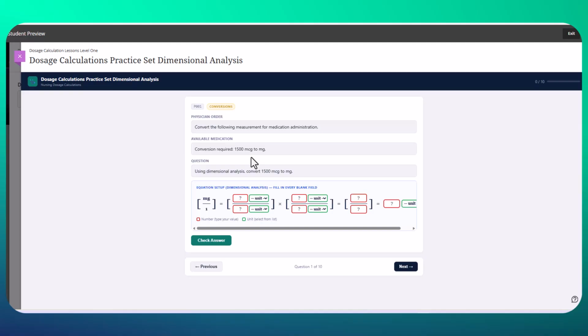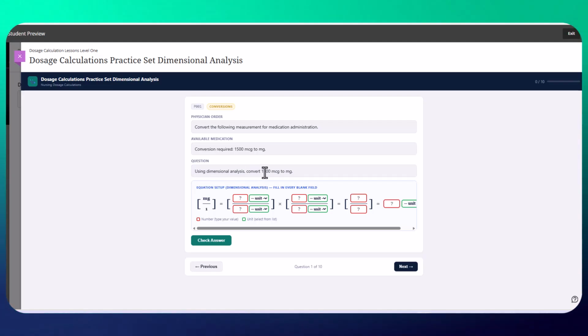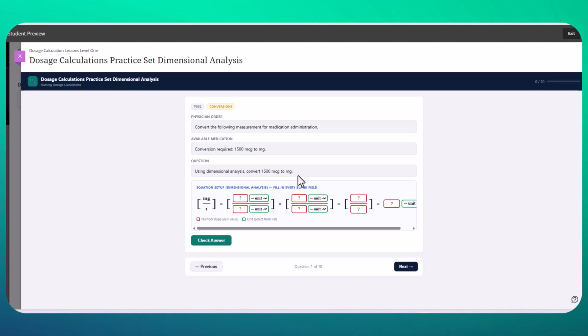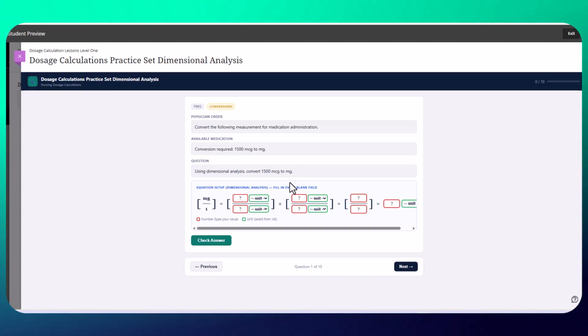Okay, that's a safety error right there. I mean, you got to pay real close attention. 2 milligrams. Question. Using dimensional analysis, convert 1,500 micrograms into milligrams. So you know your question is asking for the unit of measure in milligrams. This is your first fraction to the left of the equal sign, okay? And it placed milligrams in the top for you. You're asking for milligrams. So to the right of the equal sign, you're going to see red boxes.